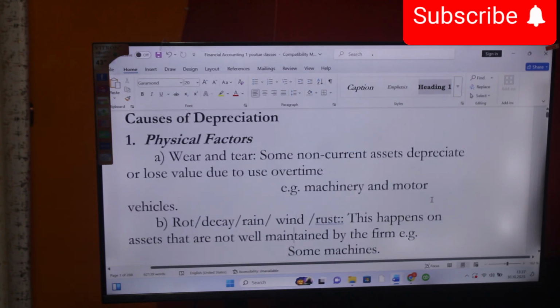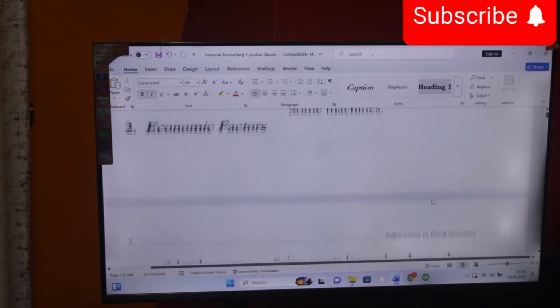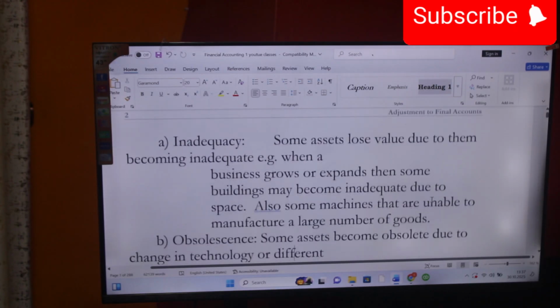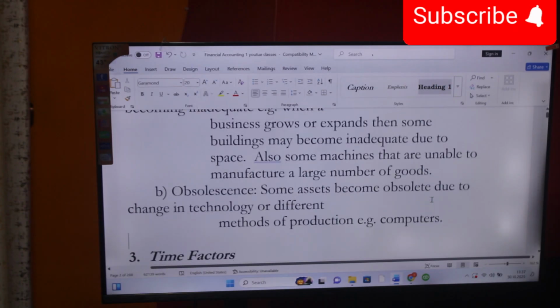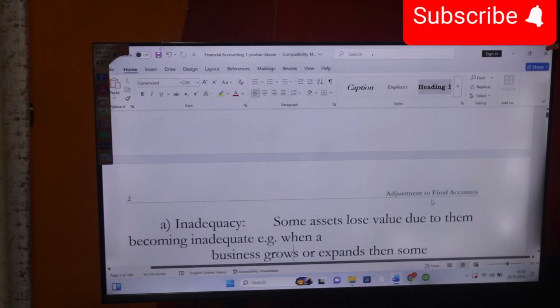Then we go down to economic factors. Economic factors again are two. And the first one is inadequacy.